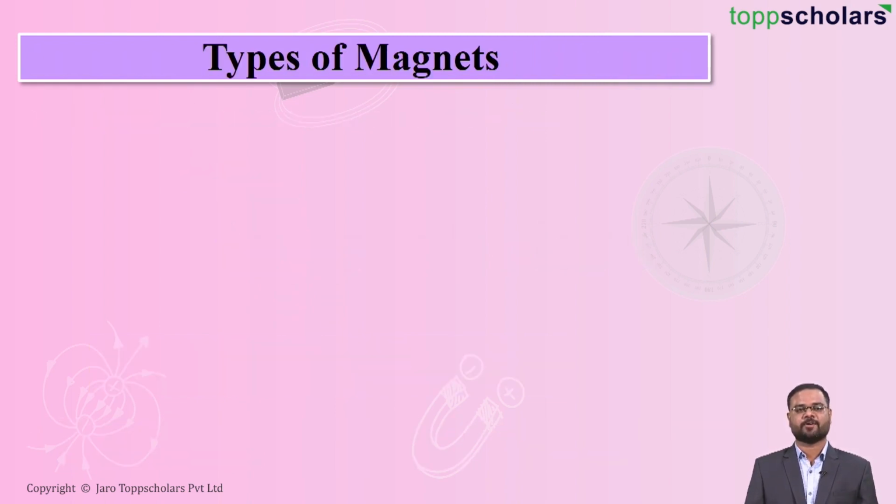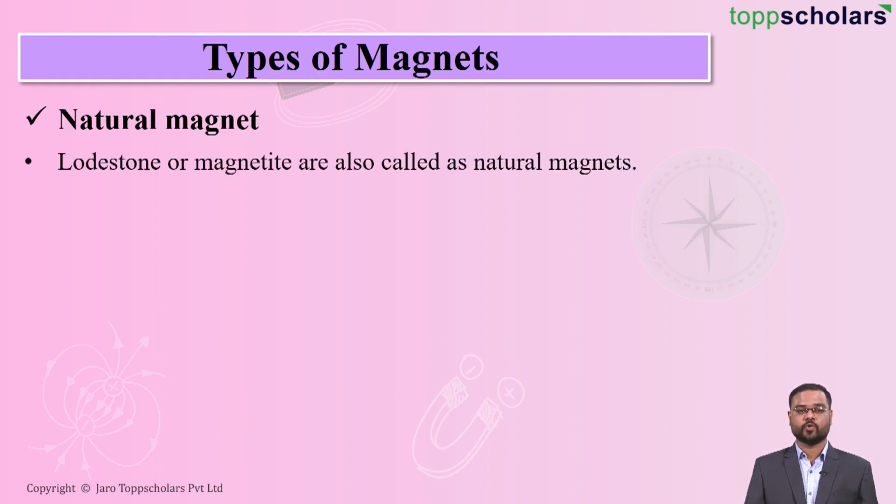Let's move on to the type of magnets. There are two types, and first of that is a natural magnet. Now, what's a natural magnet? We have just talked about that. Lodestone or magnetite, that is a natural magnet. These are the magnets that were found by us.